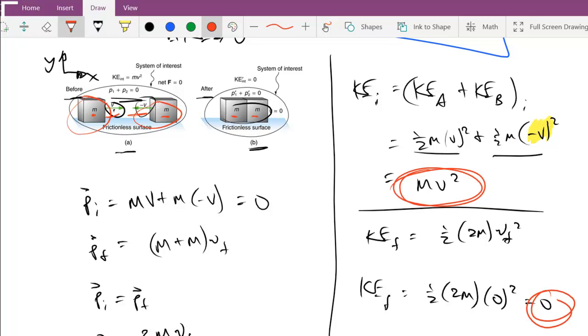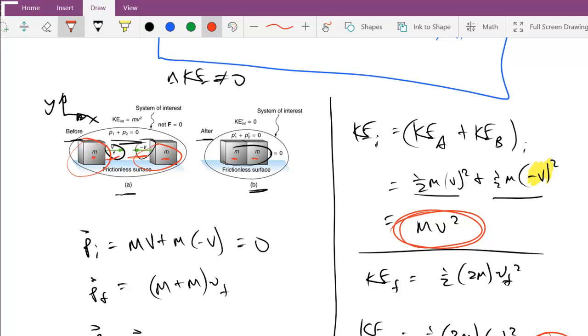So what happened to all of this energy? Well, during the collision, sound was produced. Sound is a form of energy. So some of that kinetic energy was transferred to sound energy. These blocks heated up. There might have been a little bit of deformation. In order for them to lock together, they'll need to deform a little bit and lock together. So the kinetic energy went to heat, to sound, to deformation, etc.